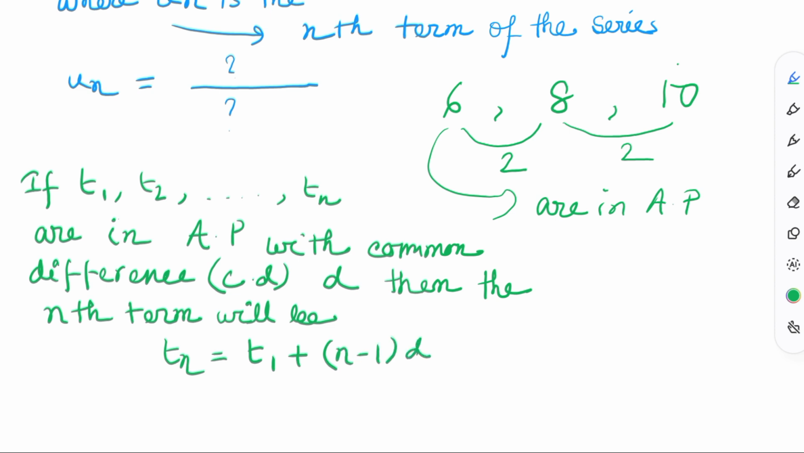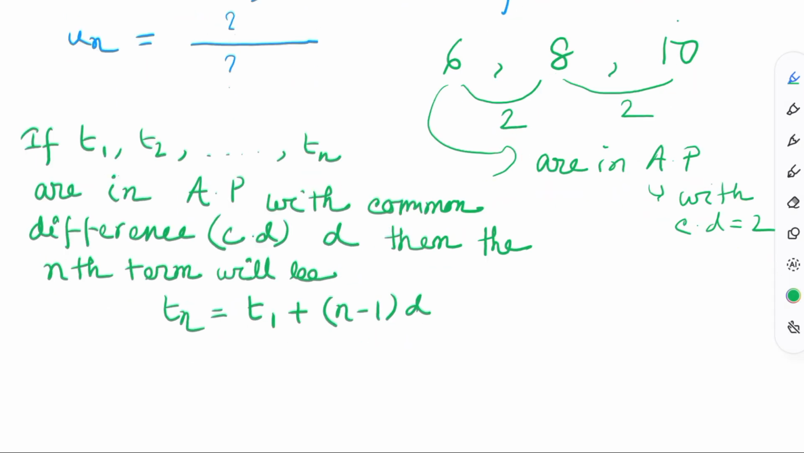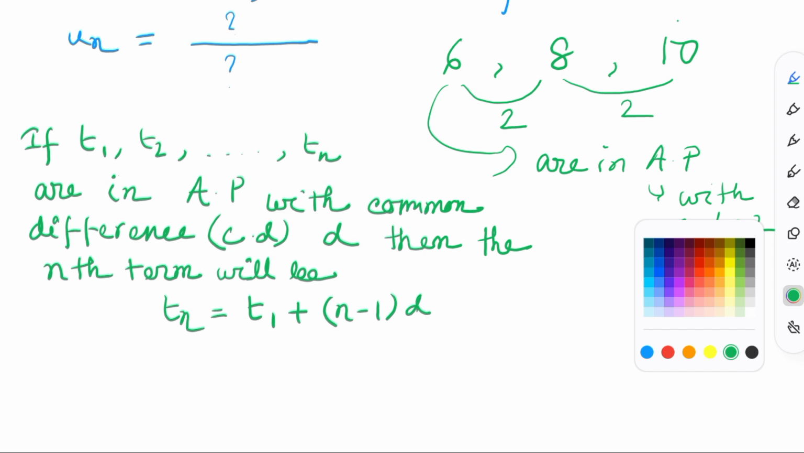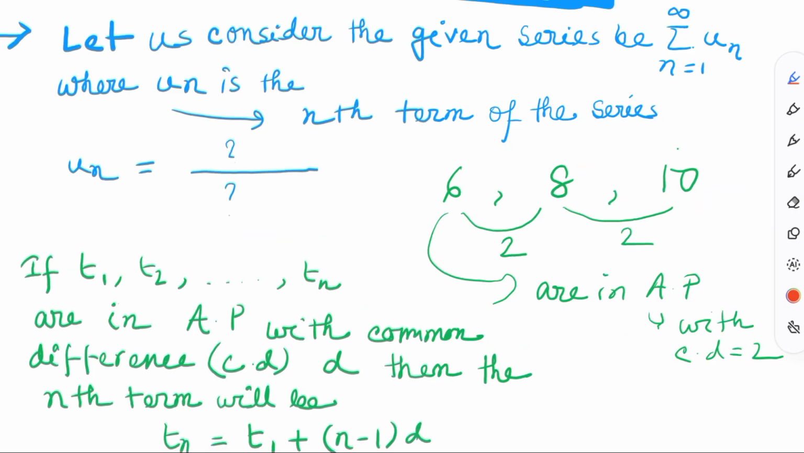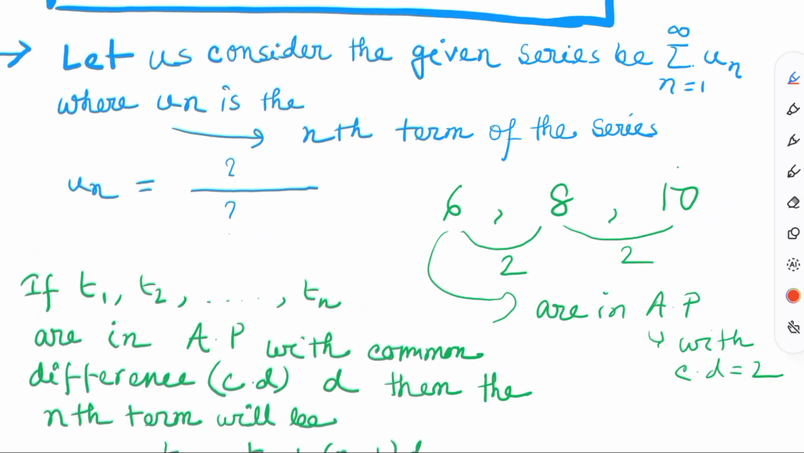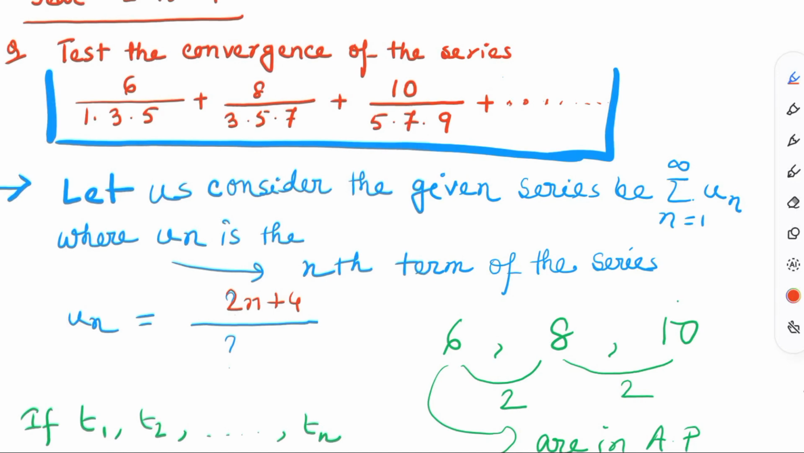That means 6, 8, 10 are in arithmetic progression with common difference, what is the common difference here? With common difference 2. So in this sequence, what will be the nth term? The nth term will be 6 plus n minus 1 into 2. That means 2n plus 4. That is, the numerator of the nth term will be 2n plus 4. Now we have to write the denominator.